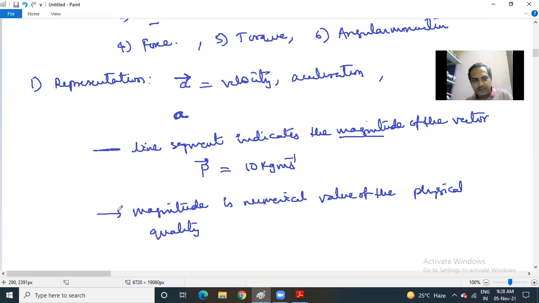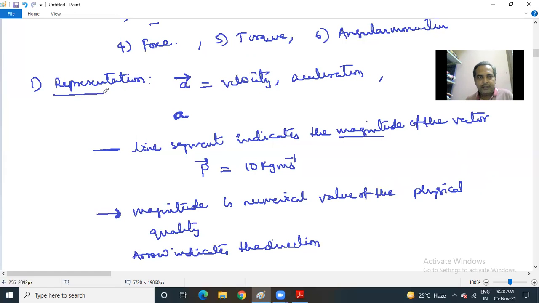And the arrow is there along with the line segment. The arrow indicates the direction in which the object is moving. As I just said, whether it is going in the positive x direction or negative x direction, positive y or negative y, positive z or negative z.